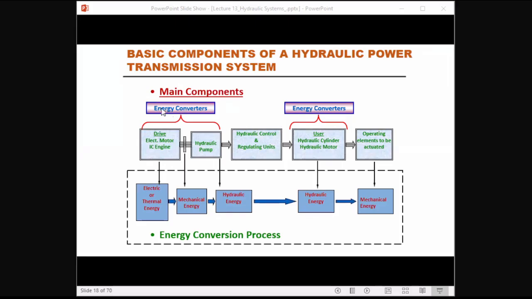In this case, you can see energy converter. Here you can see an electrical motor or IC engine, internal combustion engine drive. In this area, you can see this part as a hydraulic pump. Then using this motor, you can drive this motor using electricity or thermal energy, fuel.